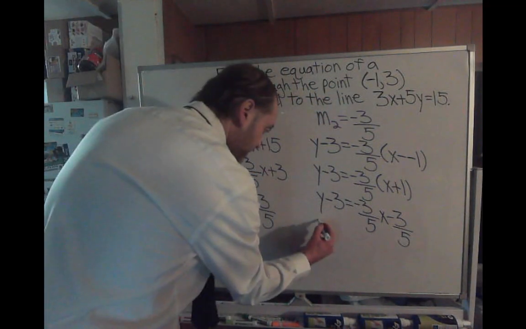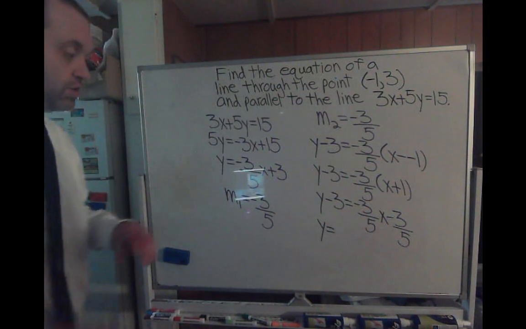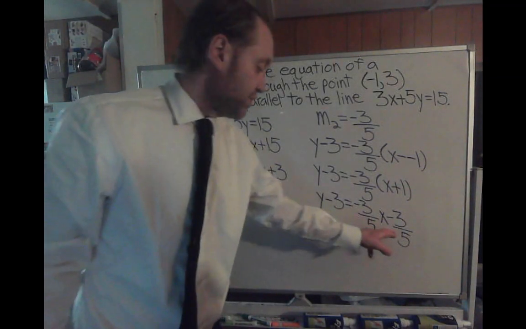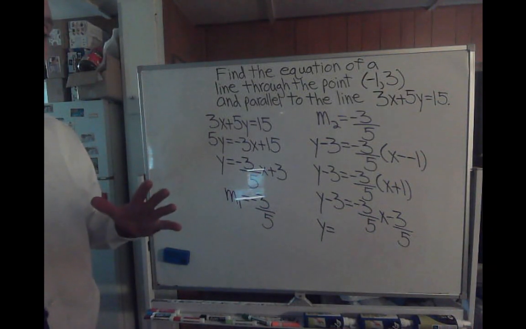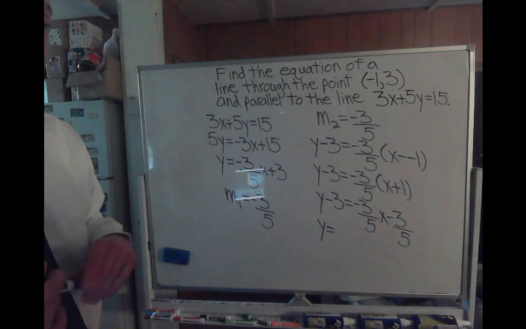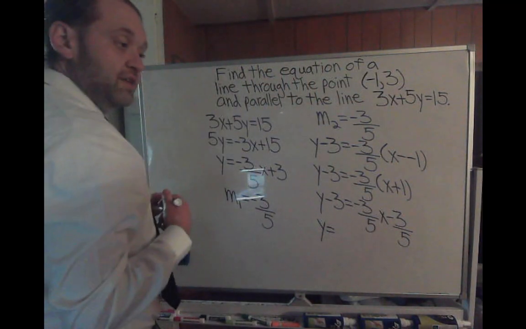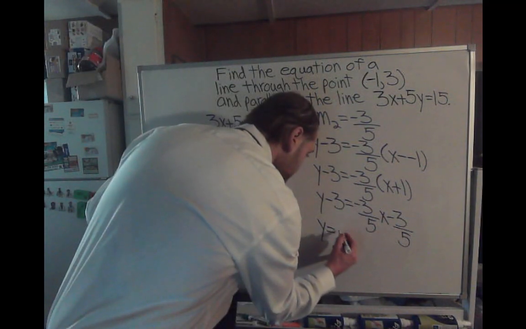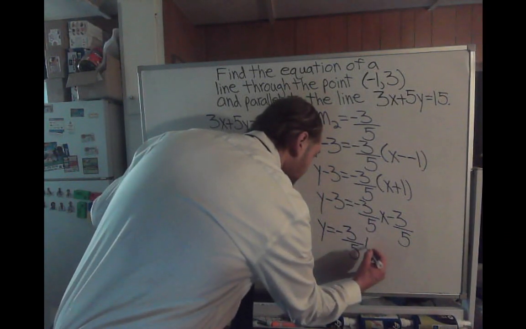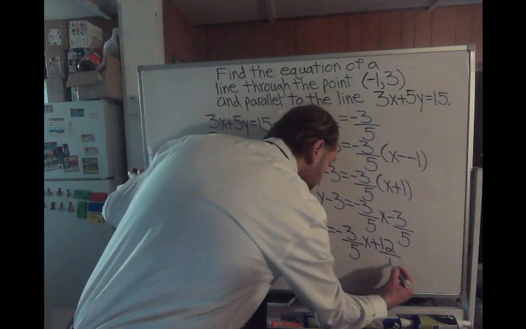Well, let's add 3 to both sides to solve for y. So you would end up getting y is equal to, all right, what's negative 3/5 plus 3? Well, 3 is also 15/5, right? 3 is 15/5, so if you add 15/5 to negative 3/5, you would get 12/5. So y would equal negative 3/5 x plus 12/5.